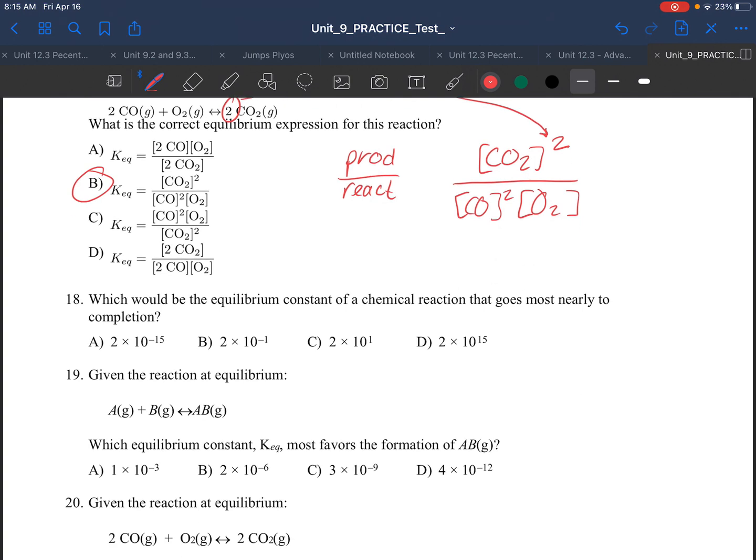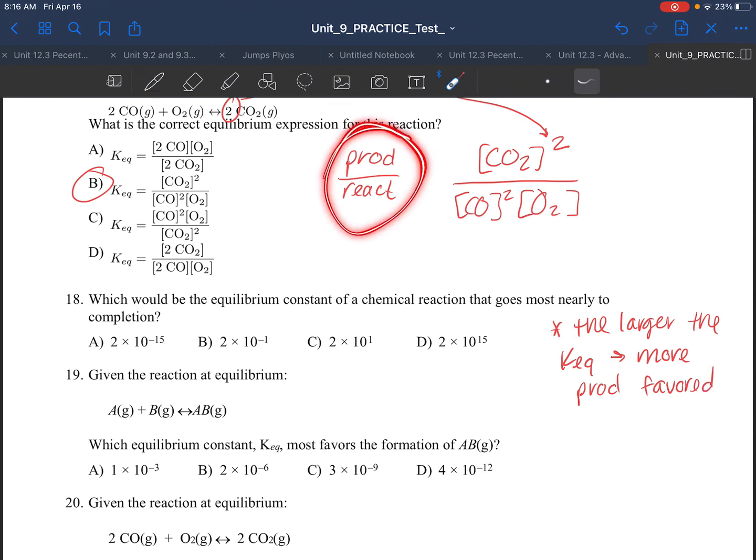Now, 18 and 19 talk about those values for Keq. The biggest thing that I want you guys to know is the larger the Keq, the more products are favored. Because if you think about what Keq is, it's the ratio of products over reactants. So the more we increase the numerator, the larger the number we'll get. So, which will go almost to completion? That's just what's the largest number. That's going to be D.